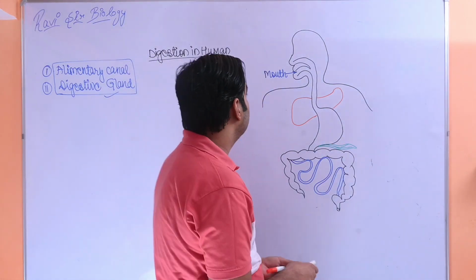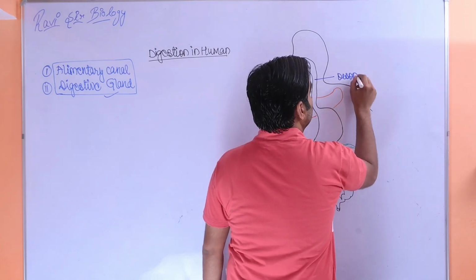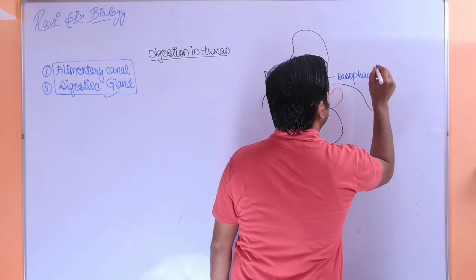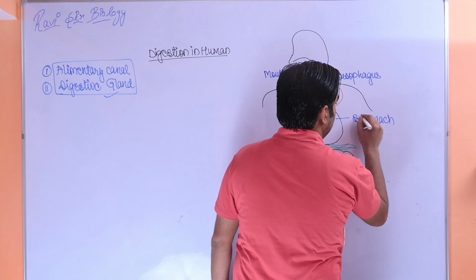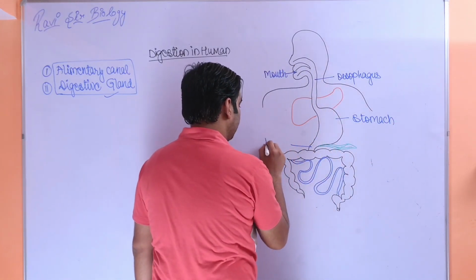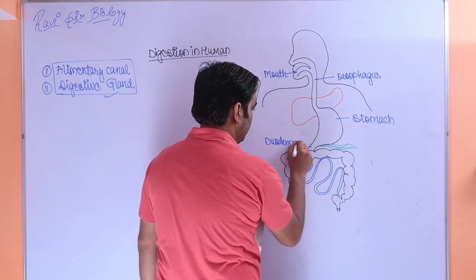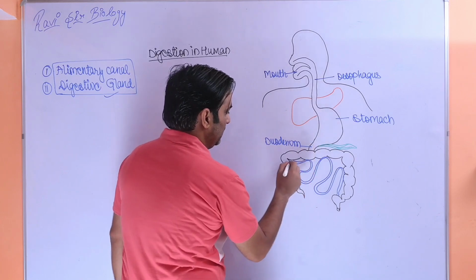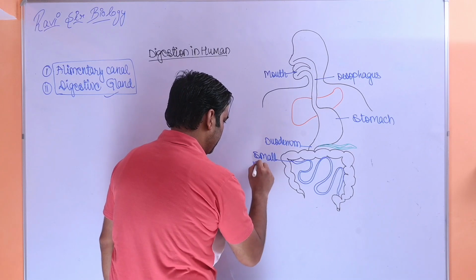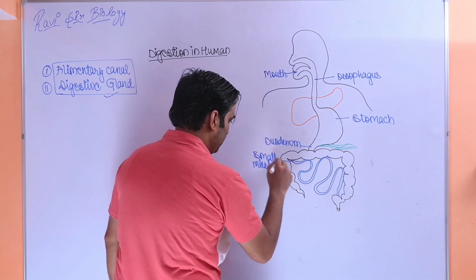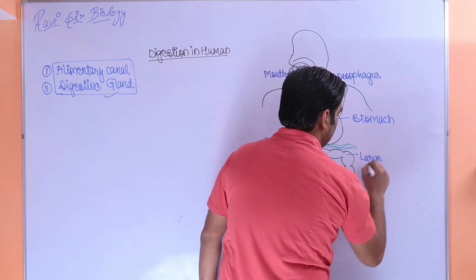This alimentary canal consists of the mouth, the esophagus, which is also called the food pipe, then this is called the stomach. This is the duodenum. This is the small intestine. This is the large intestine.